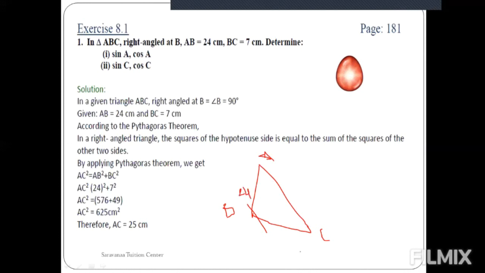And BC equals 7 centimeter. And we need to find the hypotenuse. For that, you are going to use Pythagoras theorem, and we found that AC equals 25 centimeter. So sin A, from this angle, is opposite by hypotenuse, that is 7 by 25. Cos A equals adjacent by hypotenuse, that equals 24 by 25.